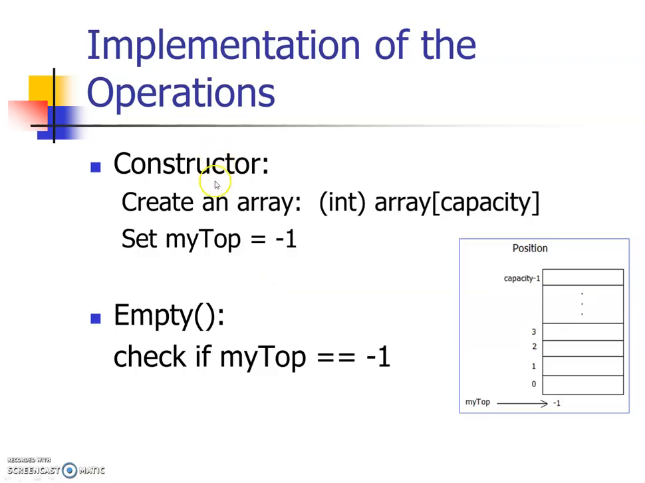Let's take a look at this one. To do a constructor, you need to create an array space. Define your data type, provide the name of the array, and then of course you need to define your capacity. So when you put your capacity over here, indicating how many spaces you will create, my top will need to equal -1, indicating that the whole thing is empty. So for the empty function, if my top is equal to -1, then it is empty. Otherwise, it is not empty. So we have finished 2 operations.